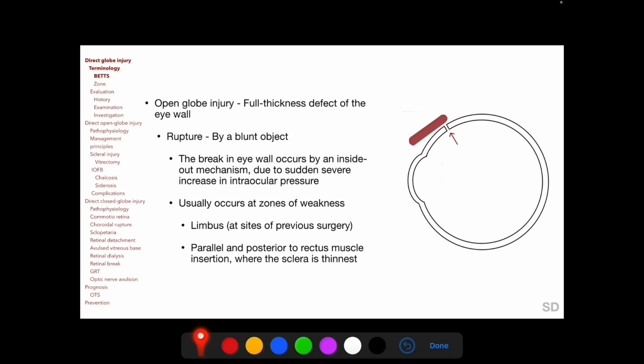During a rupture, the break or the full thickness defect in the eye wall occurs by an inside-out mechanism due to sudden severe increase in intraocular pressure at the time of the impact with the blunt object. The full thickness defect in a rupture usually occurs at zones of weakness in the eye wall, such as the limbus, particularly at sites of previous ocular surgery, and parallel and posterior to rectus muscle insertion, where the sclera is thinnest, which is very important to remember. So in a globe rupture, the site of the full thickness defect may not correlate with the site of the impact with the blunt object.